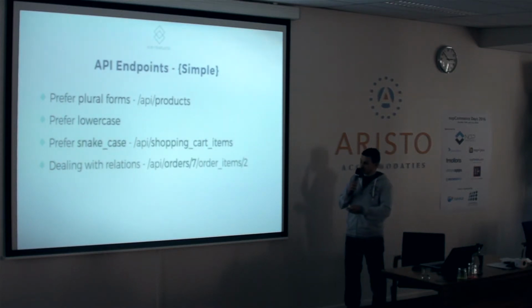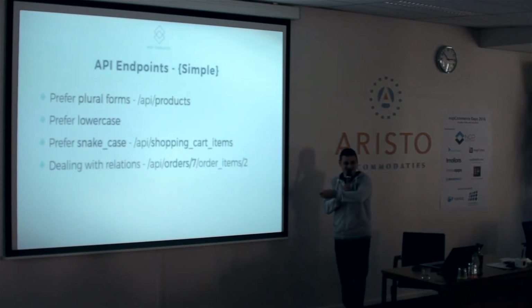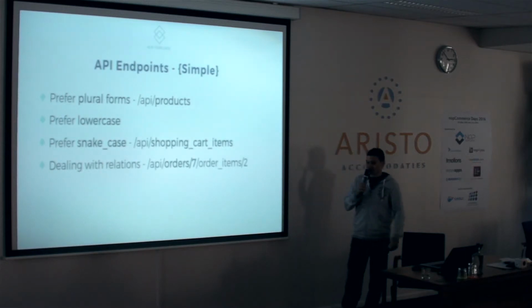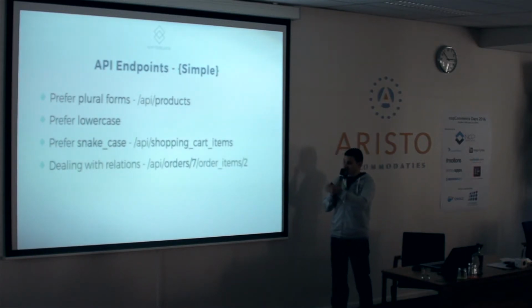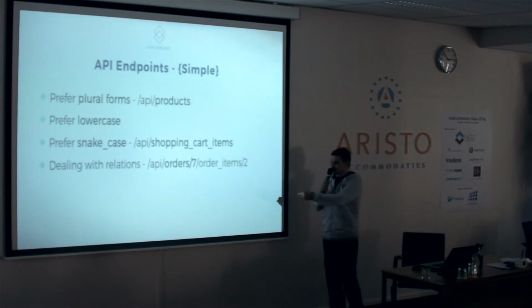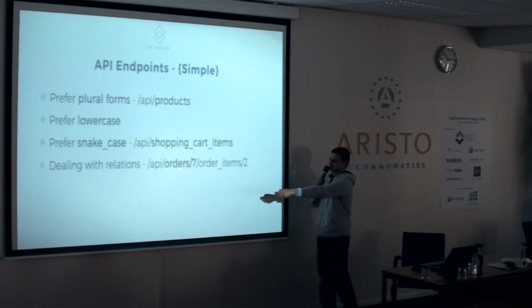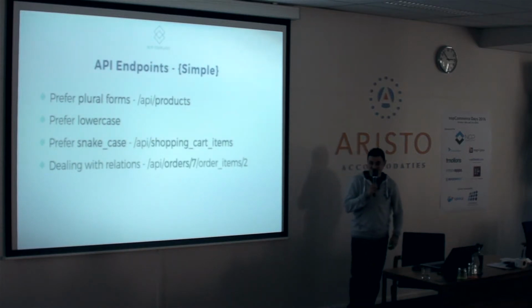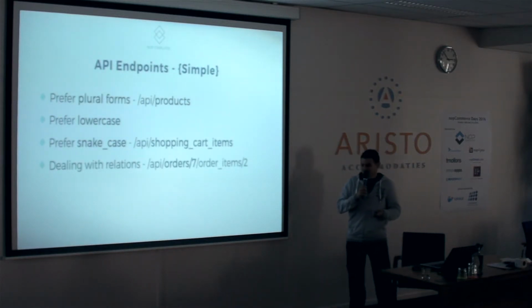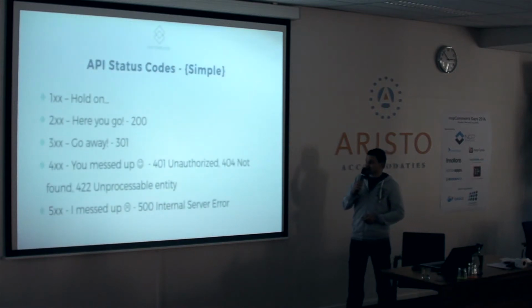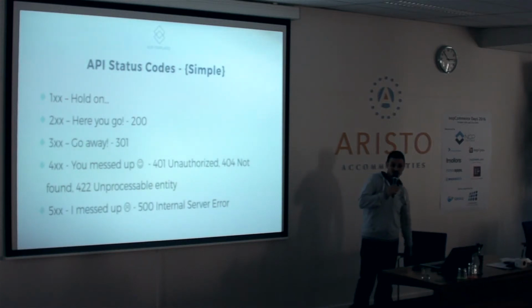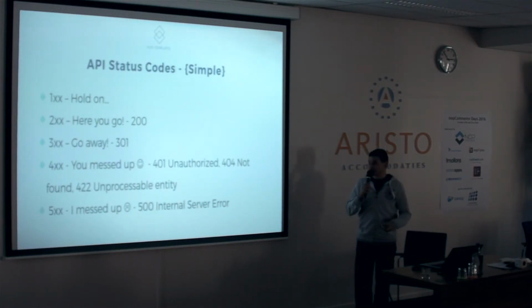And dealing with relations, I don't know if at the end you can see anything, but the idea here is that if you want to get the second order item of order number 7, you write it like this. You just first write the order, the ID of the order, and specify that you want to get the order items, with the second one. It's quite easy actually.